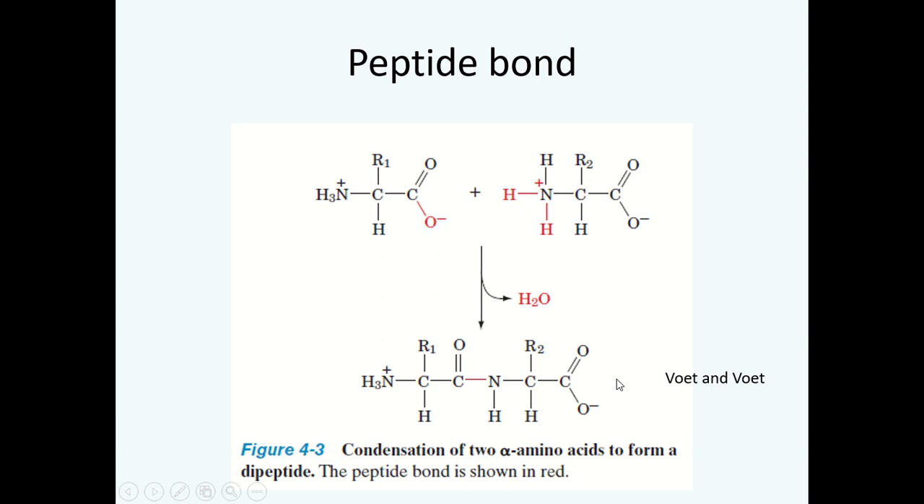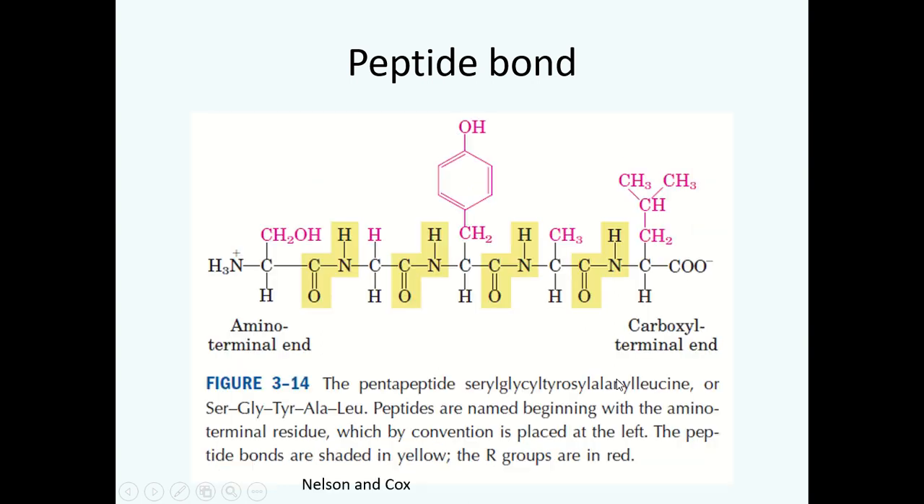When two amino acids are joined through a peptide bond, the resulting structure is called a dipeptide. When three amino acids are linked to each other, that is called a tripeptide. Four amino acids joined through peptide bonds, that is called a tetrapeptide, and so on. This structure here shows a pentapeptide. That means there are five amino acids joined to one another through peptide bonds. Notice that the number of peptide bonds here is 4.